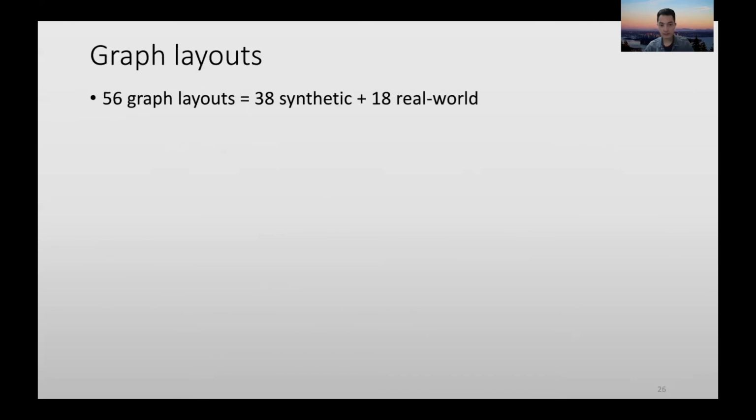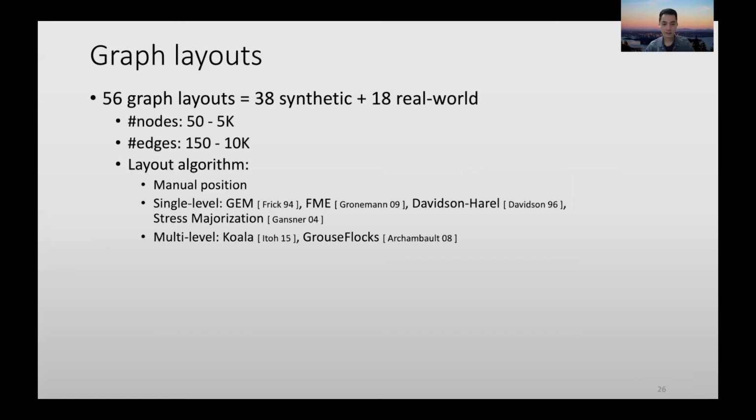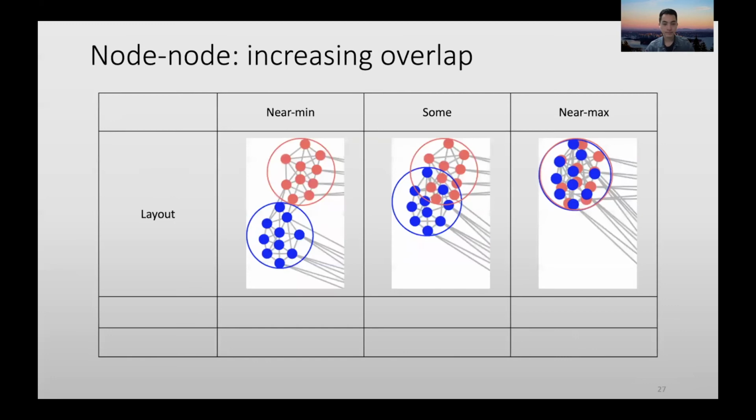So the 56 graph layouts contain 38 synthetic ones and 18 real-world ones. In terms of the scale of the graph, we have a number of nodes from 50 to 5,000, and number of edges from 150 to 10,000. The layout algorithms we use include manual positioning, mainly for debugging and illustration, and some single-level layouts and multi-level layouts. So here I'm going to introduce a few examples.